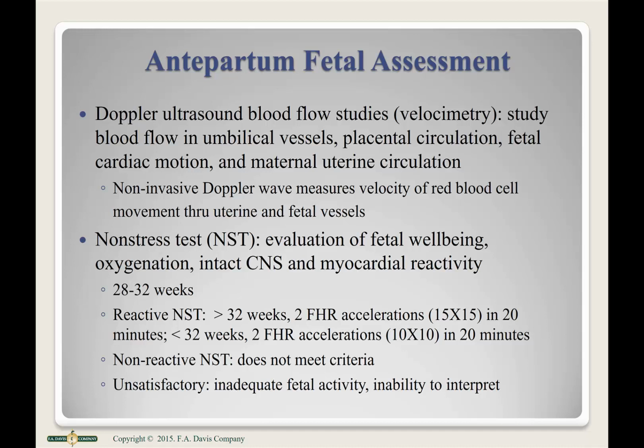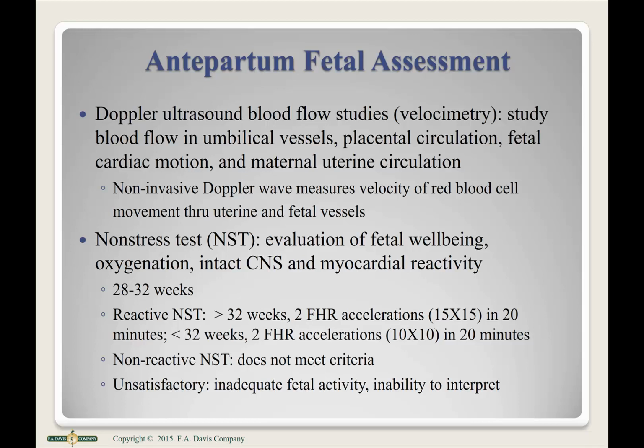If the baby is less than 32 weeks, so somewhere in that 28 to 32 weeks, we drop the standard to a 10 by 10 rule. So 2 fetal heart rate accelerations that are 10 beats above the baseline for 10 seconds in that 20-minute period. Okay? If we don't have that, and we've done this test for 40 minutes, then we call the physician and we say, I have a non-reactive NST. It does not meet the criteria for passing the non-stress test.